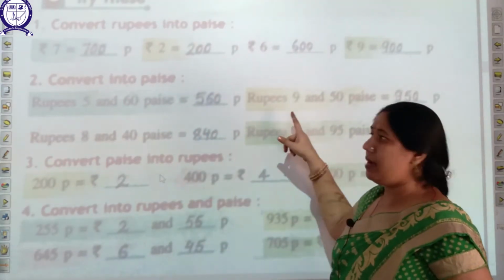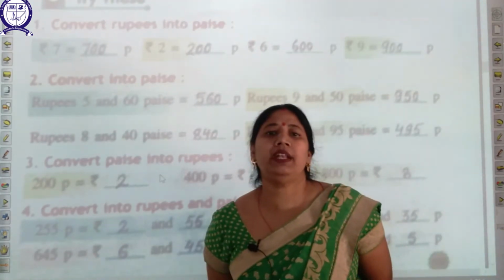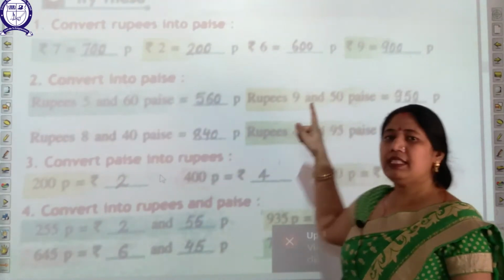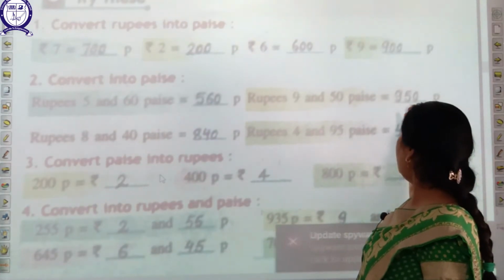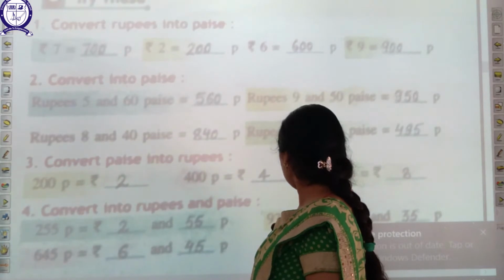Let's do one example. 9 rupees is equal to 900 paise. So we have 50 paise plus 900 paise, so we have 950 paise. Come to the next.